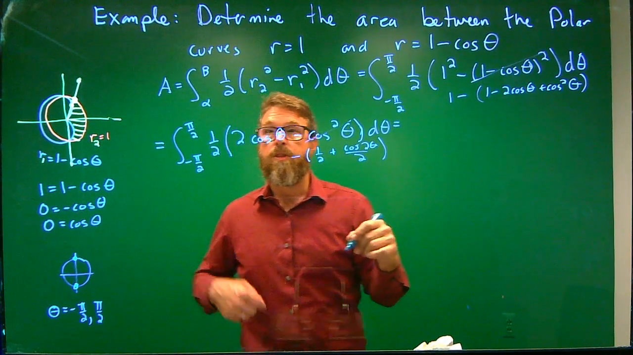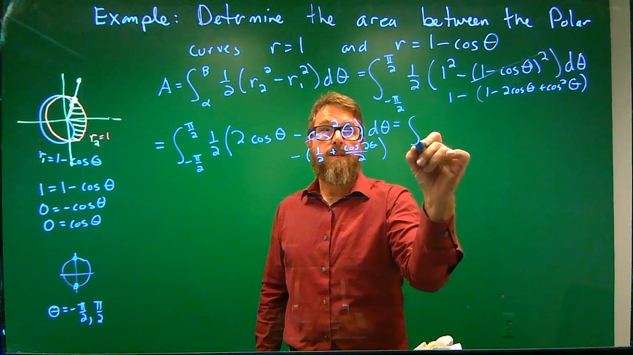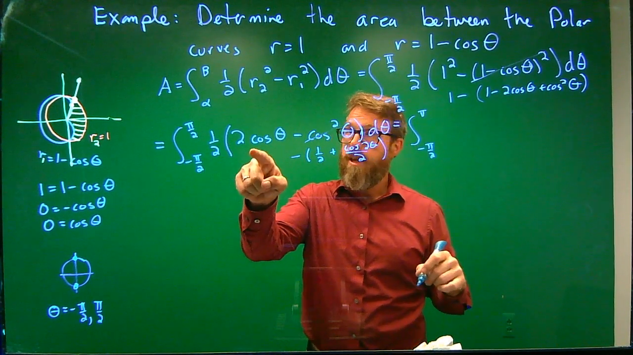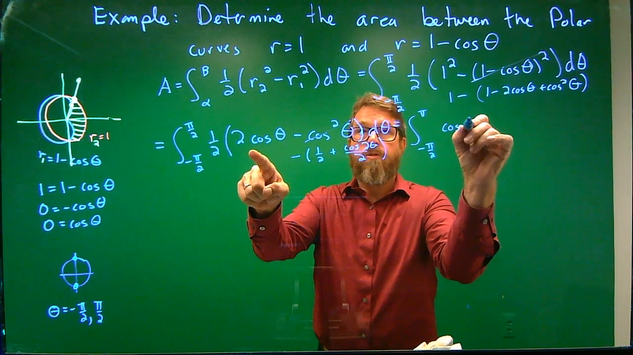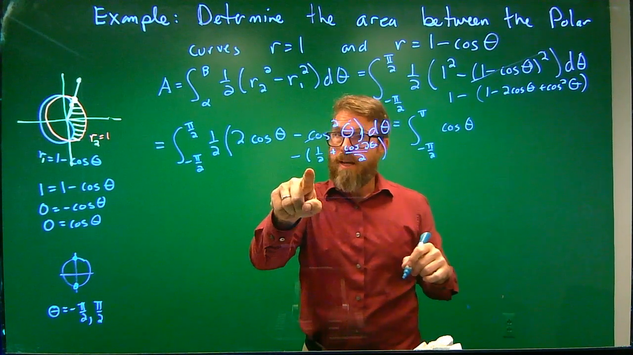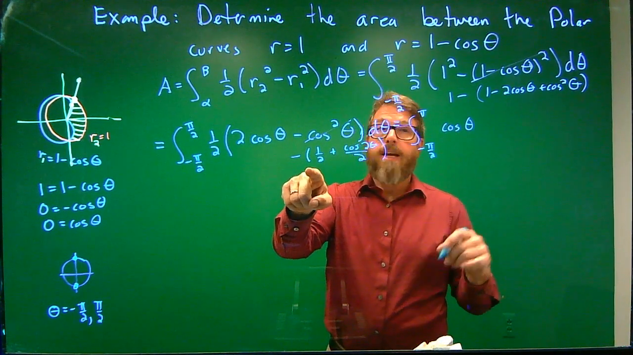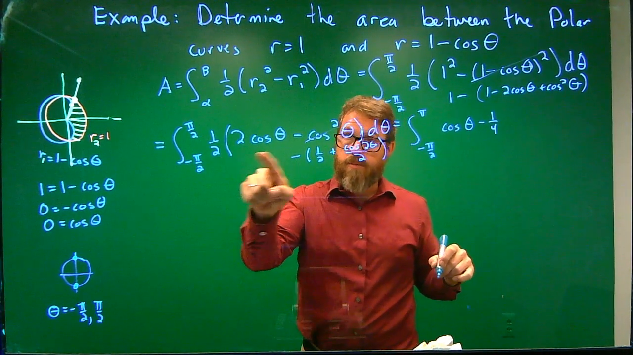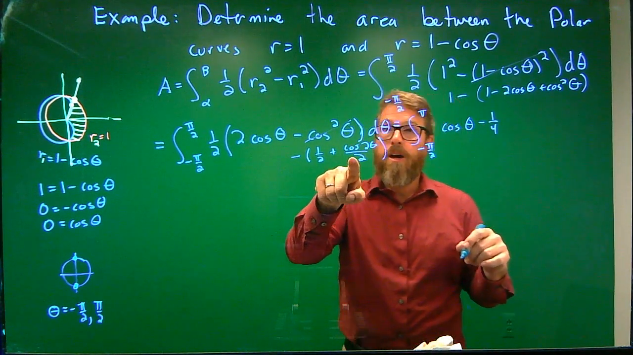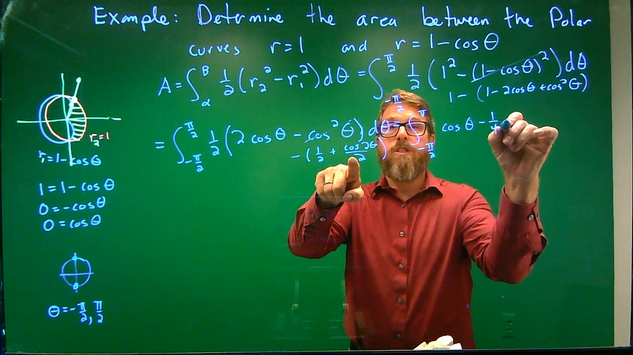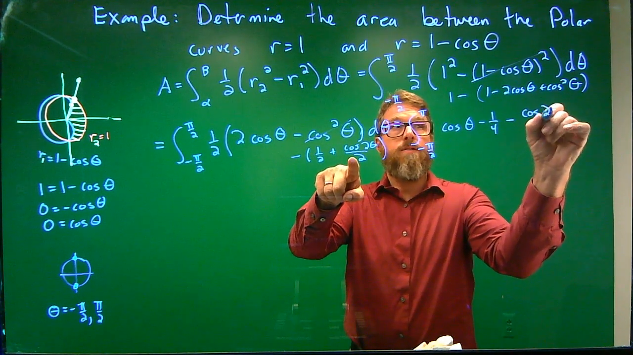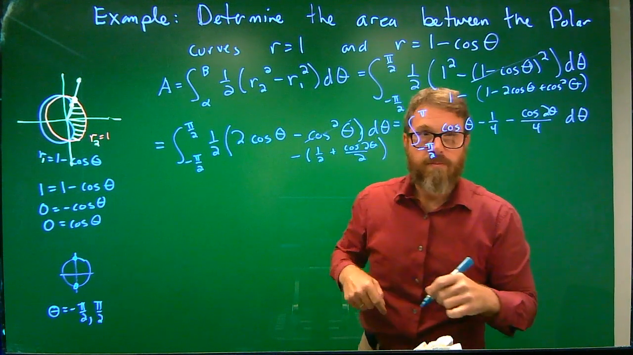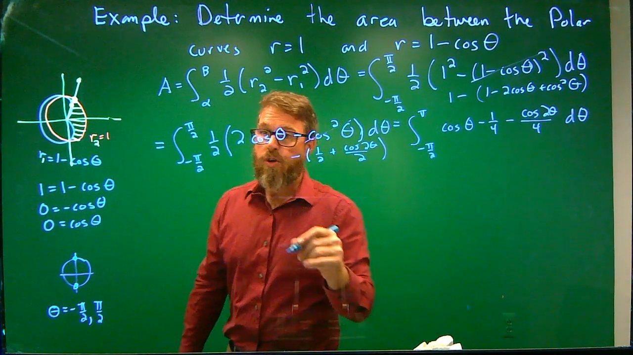So when we distribute this 1/2 through, this is going to be the integral from minus pi over 2 to positive pi over 2. Half times this is going to be the cosine of theta. 1/2 times this negative 1/2 is going to be minus 1/4. And then 1/2 times, well, this is going to be negative cosine of 2 theta over 2. So this is going to be minus the cosine of 2 theta all over 4 d theta. Which means now everything is integrable, so we can do that.